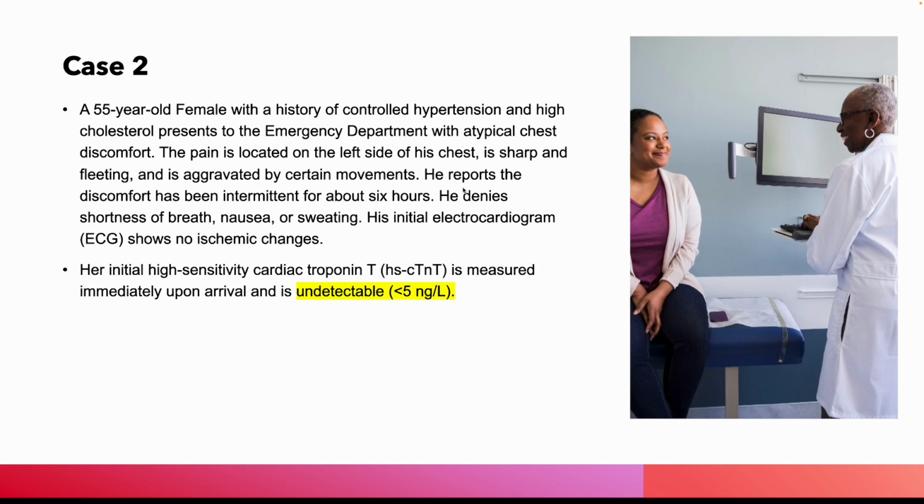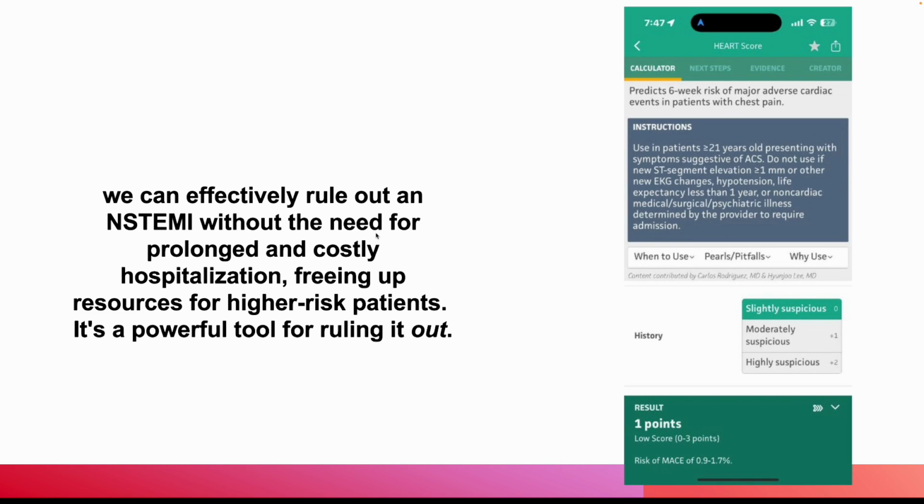She reports discomfort, and it's been intermittent for about 6 hours. Denies shortness of breath, nausea, or sweating. Initial ECG shows no ischemic changes. A troponin was done, and it was undetectable. So again, plugging all of this data into the heart score, it's a very low score, and here you can rule out an acute myocardial infarction, because the risk for developing an acute coronary syndrome or cardiac complication is only 1% or 1.7%. So there still is a risk, but depending on the scenario, we can effectively rule it out.